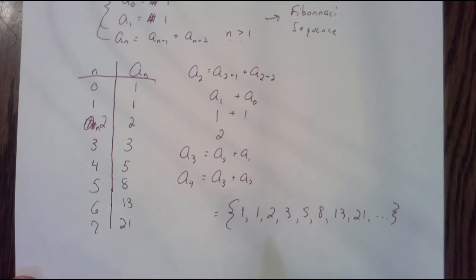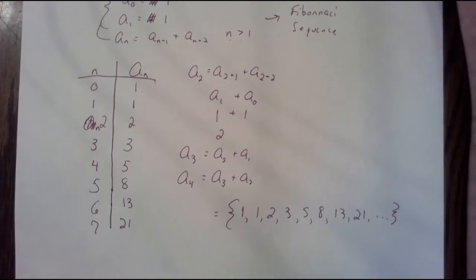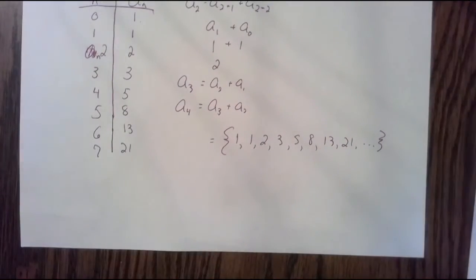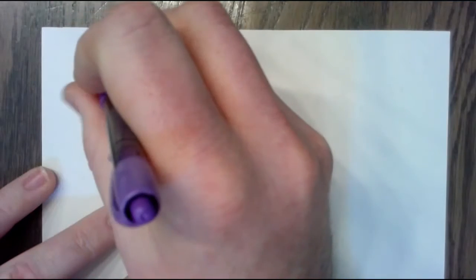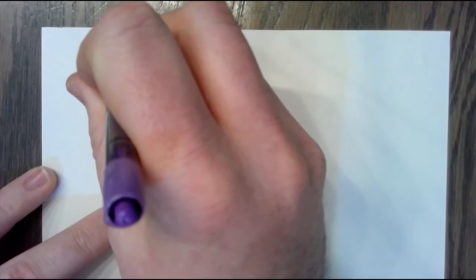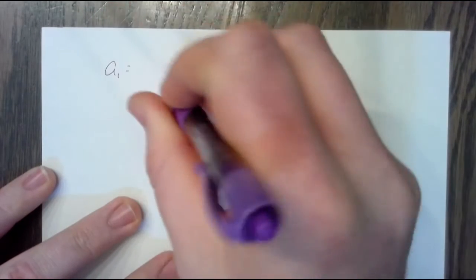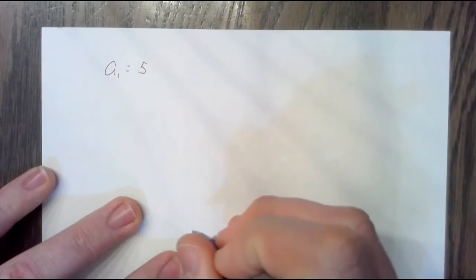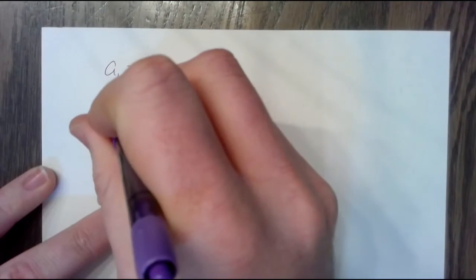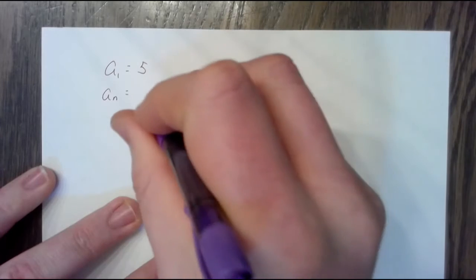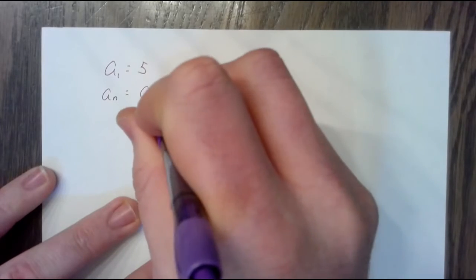All right, let's go ahead and take a look at another example. We'll just do a basic arithmetic one here, right? This time we'll start with a sub 1, right? So our formula is going to be a sub 1 equals 5. A sub n will equal a sub n minus 1 minus 2 when n is greater than 1.